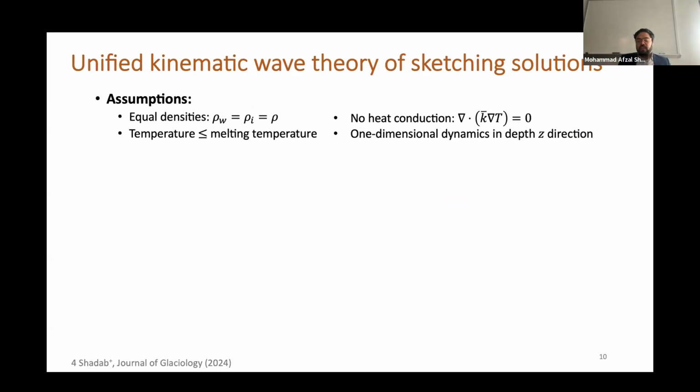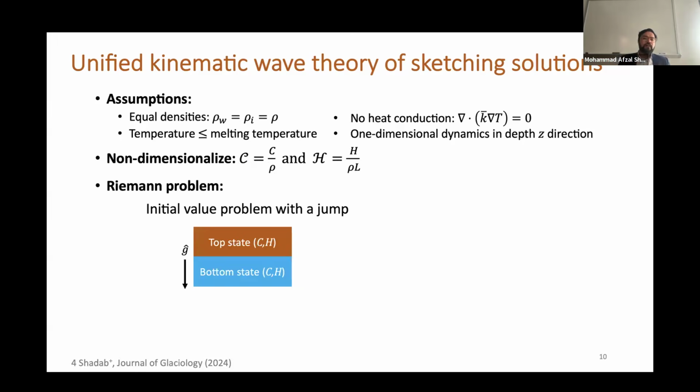For that case, we can think of simple problems. And for that, we first need to non-dimensionalize our system. So to non-dimensionalize the composition, we just divide it by density. And the non-dimensional enthalpy is enthalpy divided by density times latent heat of fusion. If we make these simplifications, we can solve simple problems. We call them initial value problems with a jump. Think about firn with two different states, say wet firn over dry firn, or dry firn over wet firn, compacted versus non-compacted, and so on.